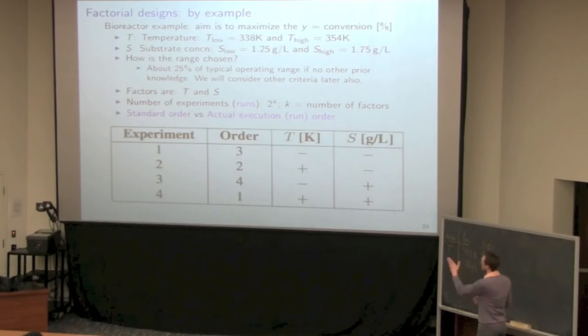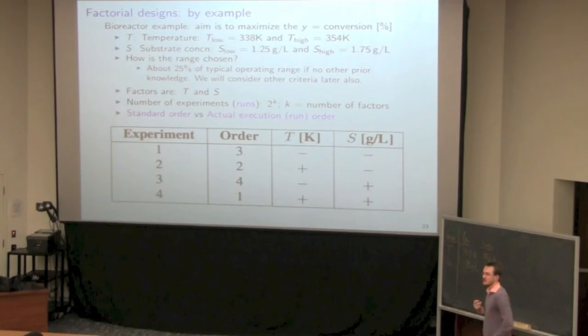We're going to write up this table. How did I write up this table? Well, it's very simple for two factors, temperature and substrate. When we get to three factors, four factors, this table gets a lot more messy. But there's a system behind it. So let's figure out what the system is.